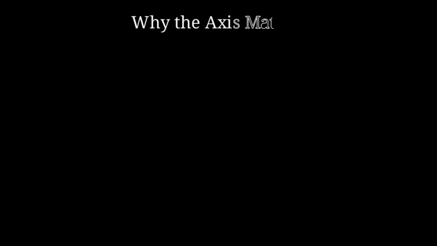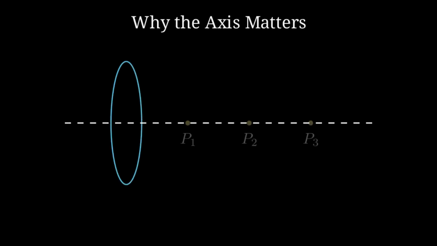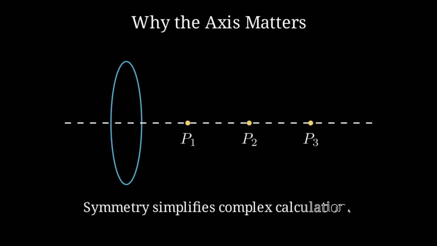In many engineering applications, we focus on the central axis because the symmetry of the loop simplifies the magnetic field vectors. Understanding this specific case allows us to build complex devices like Helmholtz coils, which are used to cancel out the Earth's magnetic field or create highly uniform environments for scientific experiments.